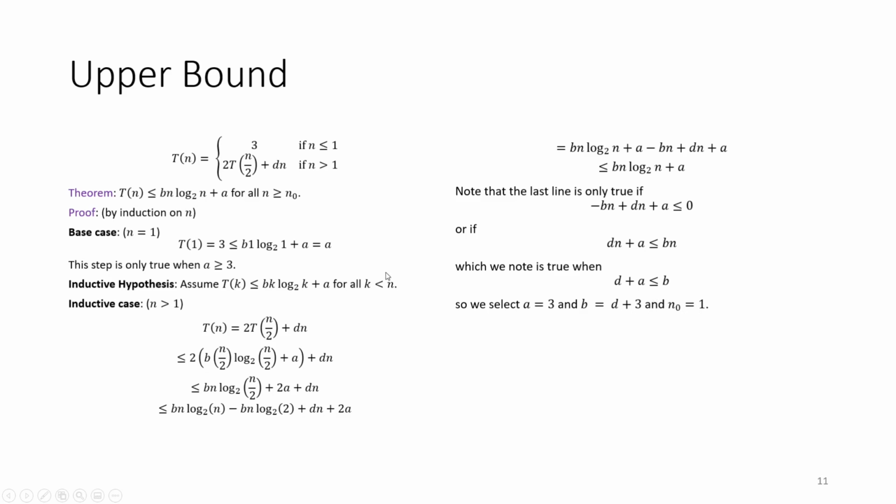Now I get my n naught as 0 because, as I mentioned earlier, by using this trick where we did the plus a, our inductive proof works for all of the n from 1 and up. So I pick my n naught to be 1.